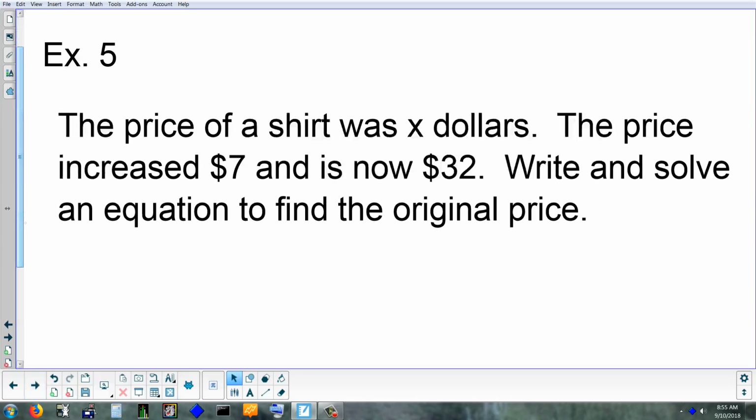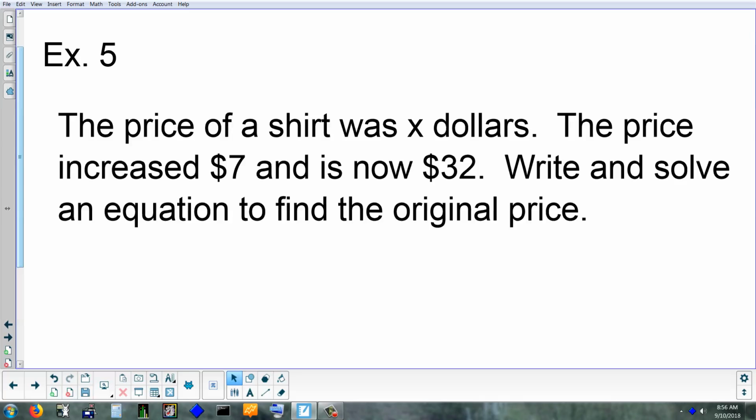All right, so example 5. It's already written for you. It says the price of a shirt was X dollars. The price increased by 7 and is now 32. Write and solve an equation to find the original price. Could you do this without an equation and probably figure it out? Yep. Eventually, though, we might get into problems that you can't just kind of guess the number in your head, because maybe it's a decimal and you'd never guess that kind of answer. So we want to make sure you guys can set up an equation.